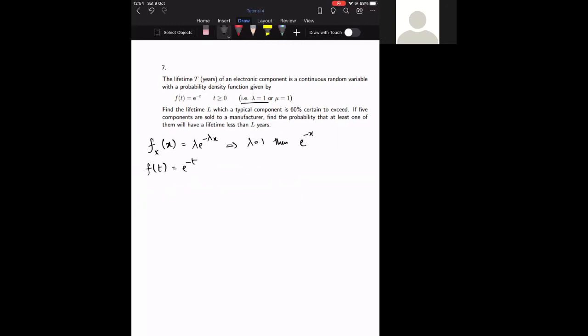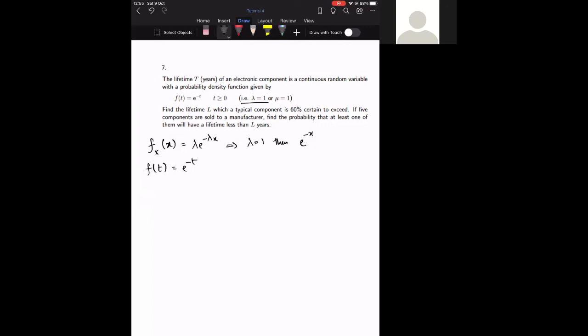So let's just solve this. We're given the lifetime t in years of an electronic component, which is exponentially distributed, or as it says in the question, it's a continuous random variable with the PDF given by that, e to the minus t. Find the lifetime L, which a typical component is 60% certain to exceed. If 5 components are sold to a manufacturer, find the probability that at least one of them will have a lifetime less than L years.